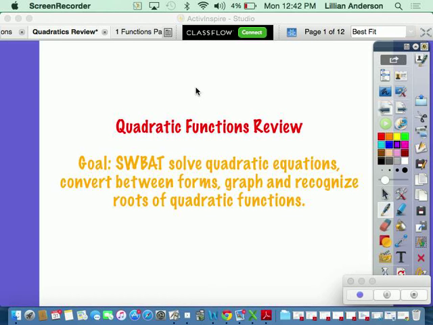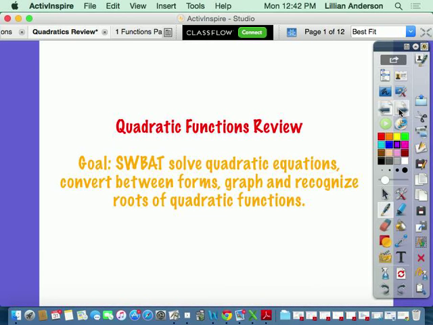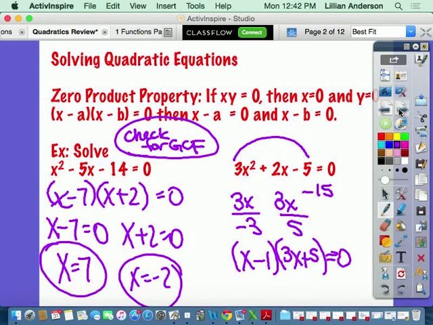You're going to be reviewing quadratic functions. The goal of today is hopefully to refresh your memory about solving quadratic equations. Later on in the week, we'll convert between the different forms, graph, and also recognize roots of quadratic functions. As you noticed, I accidentally went through the lesson without starting this, so I do apologize, but here you go. The first thing to solving quadratic functions, we're going to start with factoring.